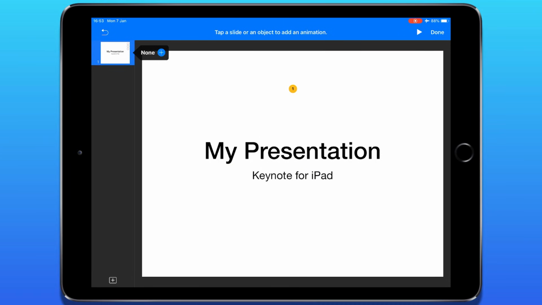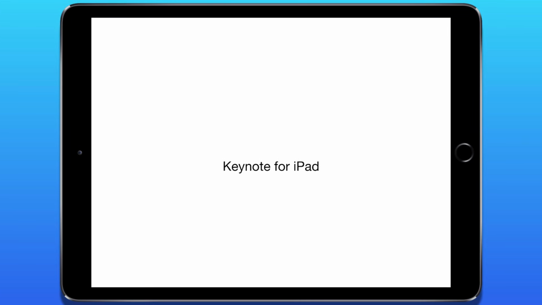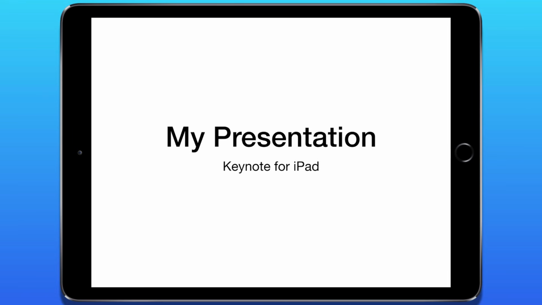So in the top right we have a play button, and this will give us an idea of what this now will look like in the whole presentation. At the moment my title isn't visible. If I tap on the screen to progress through the slideshow, the animation will appear.